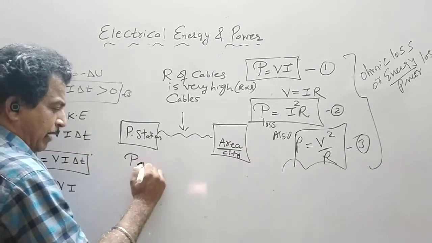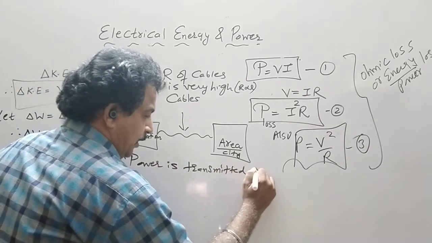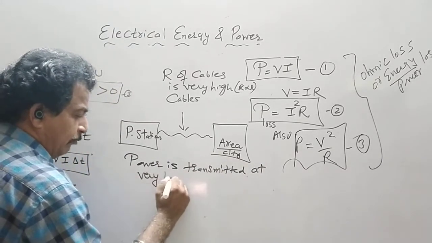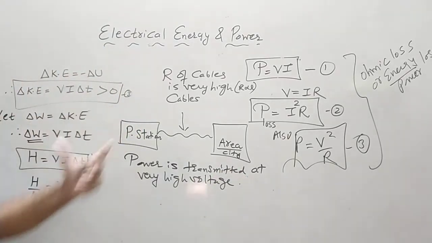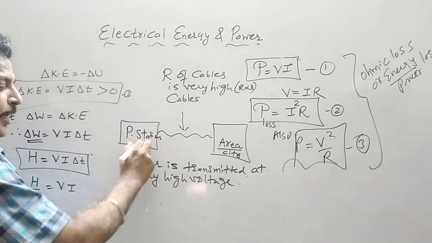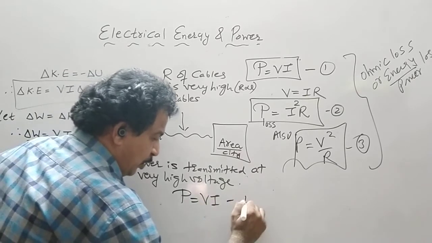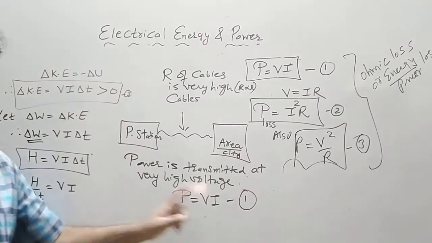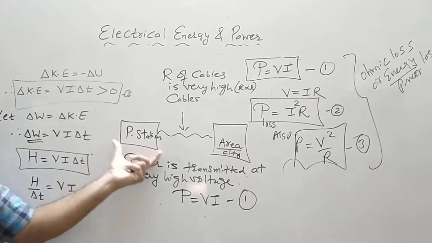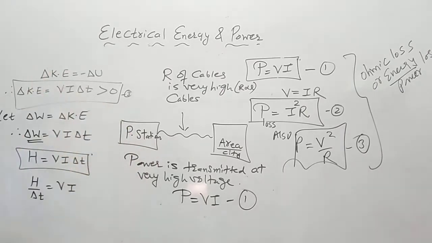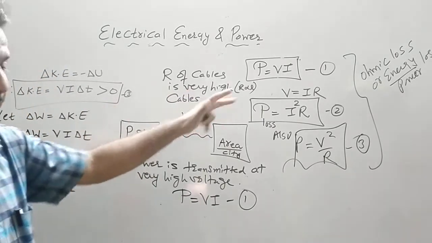Now power is transmitted at very high voltage. Why is the power transmitted at a very high voltage? Let us assume that the power production of this station is P equal to VI, where V is the voltage and I is the current which will flow through the cable. Let us assume the power station or a transformer also has some resistance R. This is the power production which has to be transmitted to an area or city.